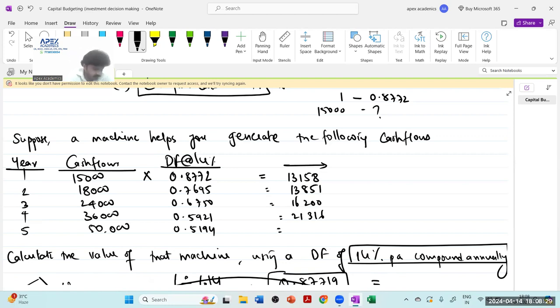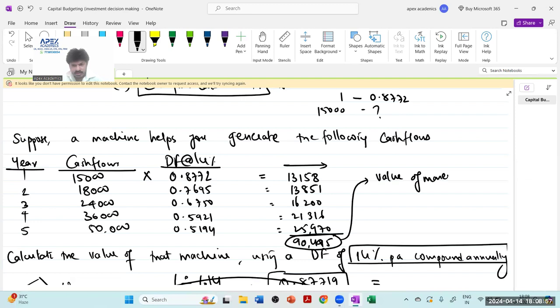Multiply 50,000 by 0.5194. What will you get? 25,970. Take the total of all. What do you get? 13,158 plus 13,851. Come on, do it. What is the answer? 90,495. That is the value of money that this asset will generate.